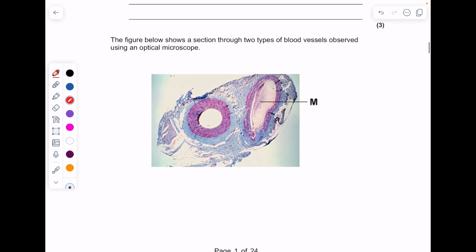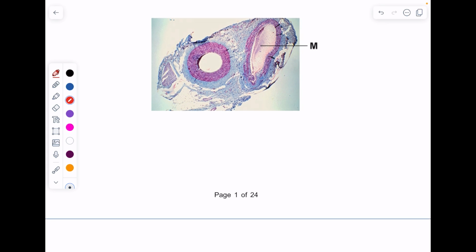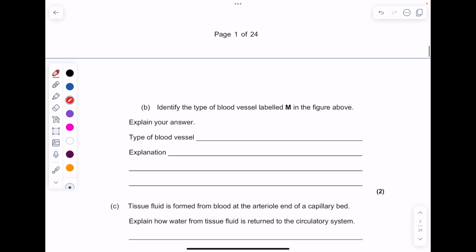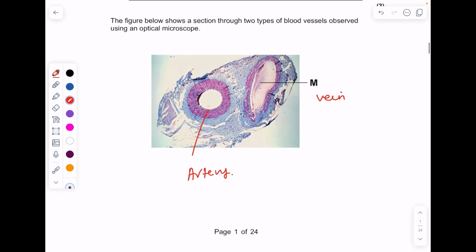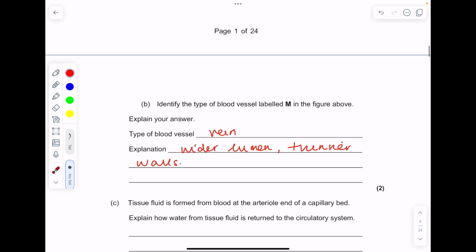The figure below shows a section through two types of blood vessels observed using an optical microscope. I can see just from the shape this must be an artery, this must be a vein. Identify the type of blood vessel labelled M in the figure above. It's a vein. And why is that? We can see it has a wider lumen and thinner walls. Just have a look. There's the super wide lumen compared with the artery's narrow lumen, and the walls are much thinner compared with the artery.